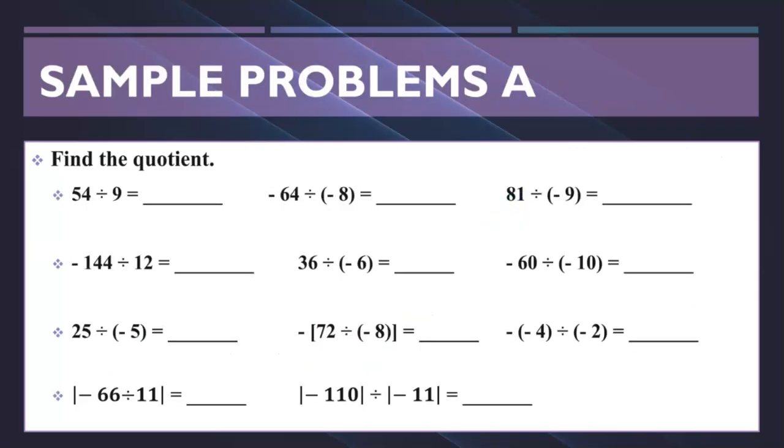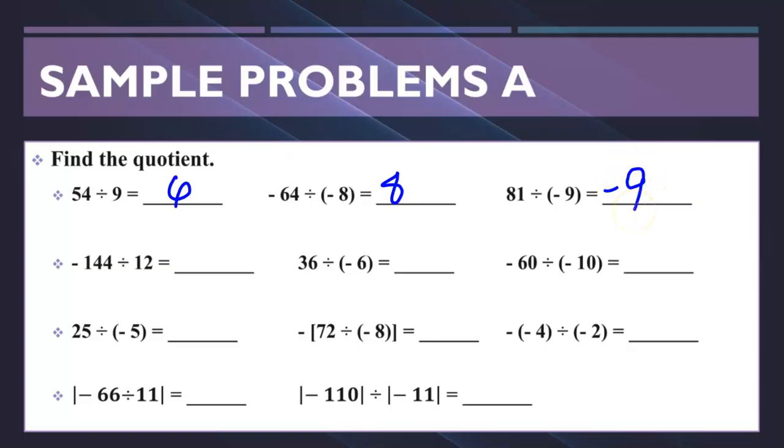Other examples here, find the quotient, 54 divided by 9. Since they're both positive, my answer is positive. That would give us a +6. -64 divided by -8. They're both negative, so my answer is positive. That would give us 8. 81 divided by -9. Two different signs, so our answer is negative. That would be a -9.